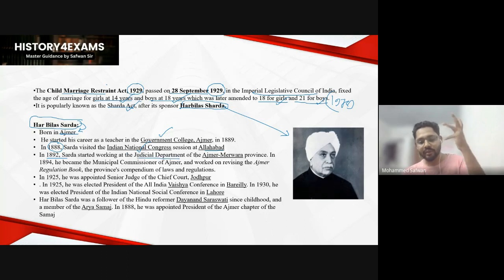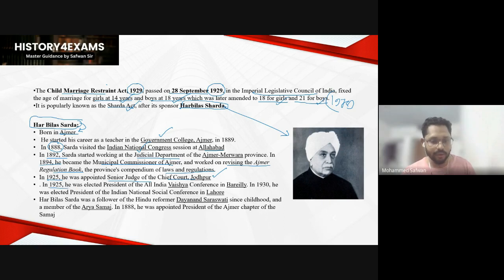So as a teacher, a politician and a judicial member, he gained good practical knowledge and experience. Later, in 1894, he became the municipal commissioner of Ajmer and worked on revising the Ajmer regulation book, which deals with the laws and regulations of Ajmer. You need not study all of it, but know two important points. One is that he is from Ajmer, and the other is that he had Congress membership and influence in different fields. In 1925, he was appointed senior judge of the Chief Court in Jodhpur, Rajasthan. So he became a judge as well.